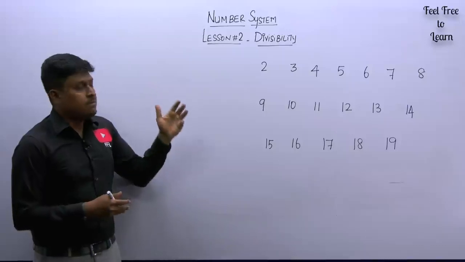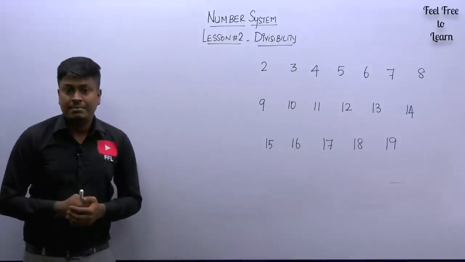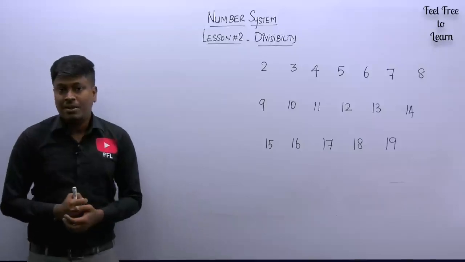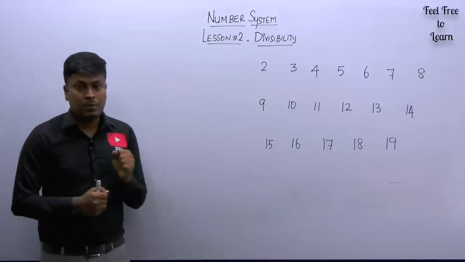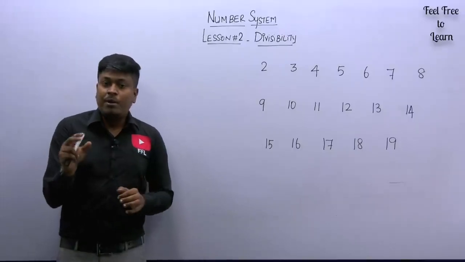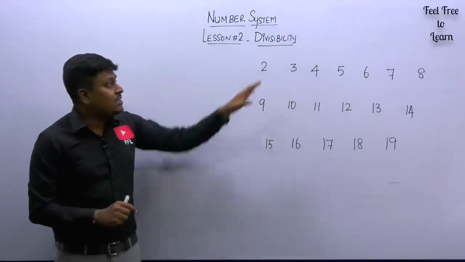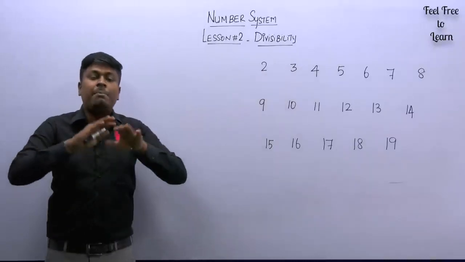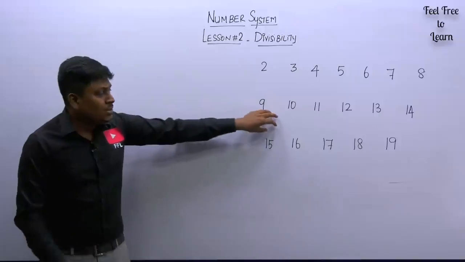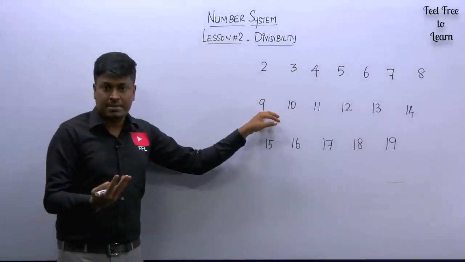So in this lesson number 2 on the topic number system, now we are going to learn one of the most important concepts, that is the divisibility rule. So friends, listen here, this divisibility rule is not only important for number system. It is important for the complete quantitative aptitude, right? Because it's one of the rules that is common for all the numbers, right?